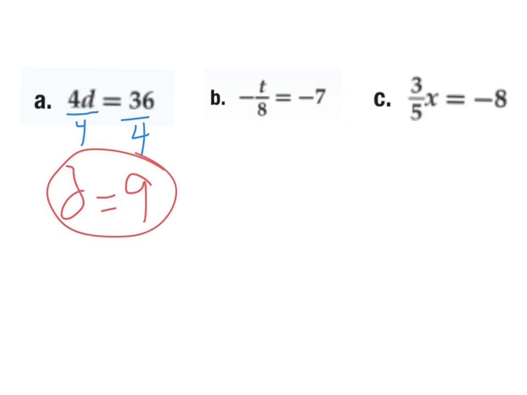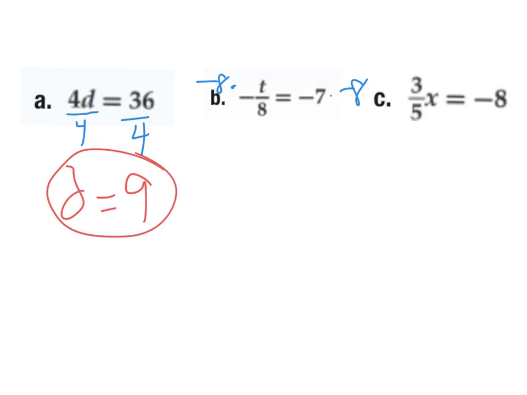What's got to go? Because I need T by itself. What's got to go over here? The negative and the 8. What is the fraction bar? What mathematical operation does that fraction bar actually mean? Division. So what's the opposite of division? Multiplication. So what do I have to do here? Multiply by negative 8.